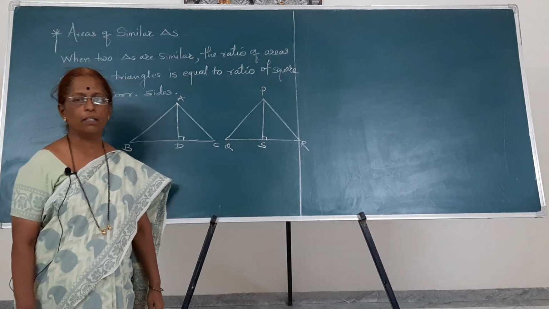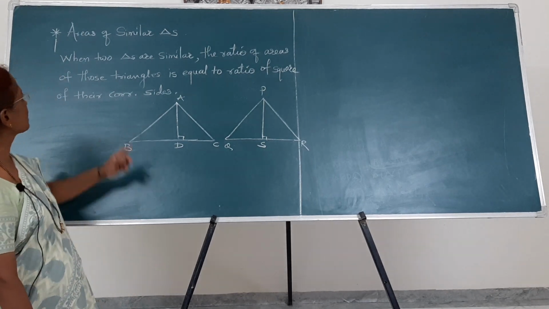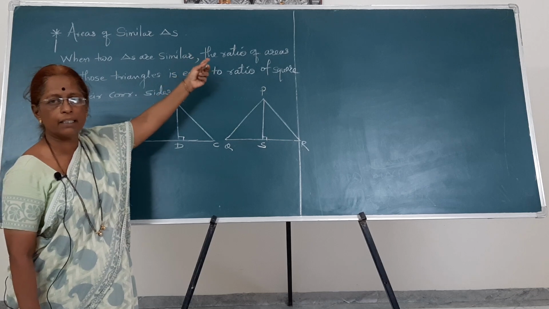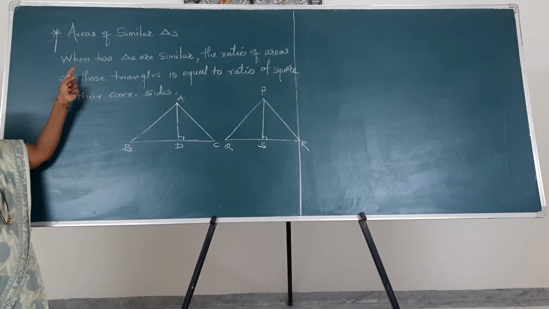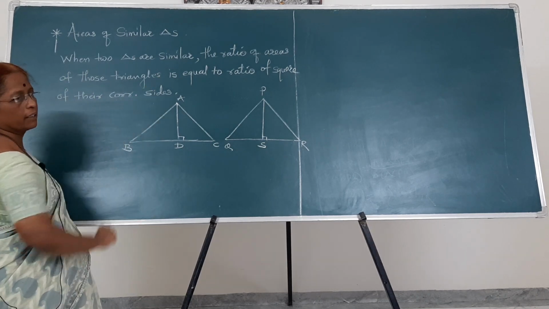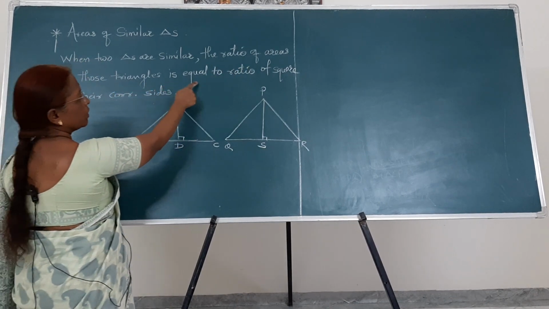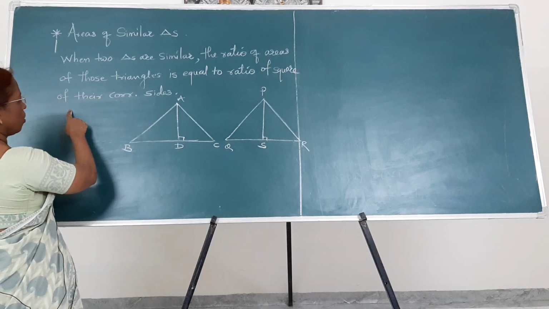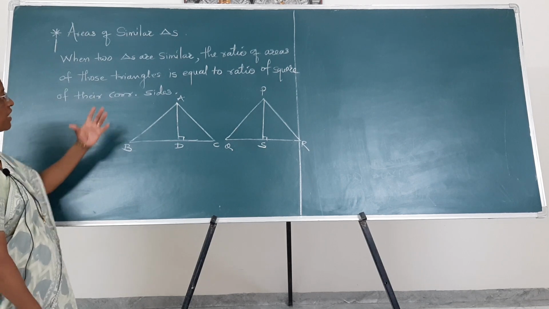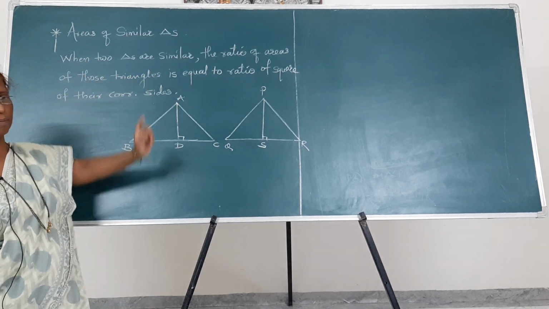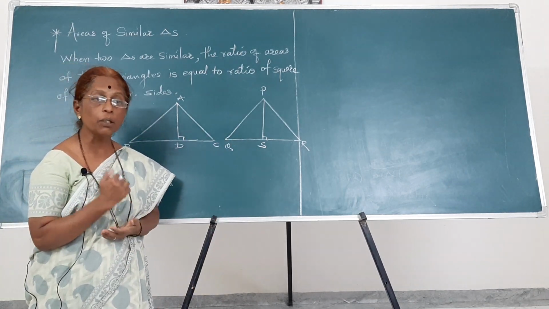Today we have to study one of the important theorems in similarity, and the theorem is areas of similar triangles. The statement is like this: when two triangles are similar, the ratio of the areas of those triangles is equal to the ratio of the squares of their corresponding sides. Meaning, when two triangles are similar to each other like this, it is given to us.